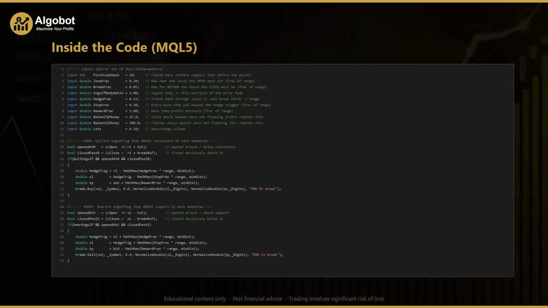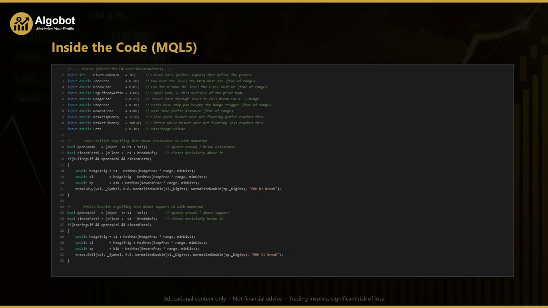Now look at the long block. The two conditions are openedAtR, which checks that the candle opened at or below resistance, and closedPastR, which checks that it closed decisively above resistance by the break buffer. When both are true and the bullish engulfing flag is set, the code computes a hedge trigger just below R1, places the stop a structural pad beyond that trigger, and sets the take profit 1 reward fraction above the ask price. Then it calls trade.buy with that stop loss and take profit.